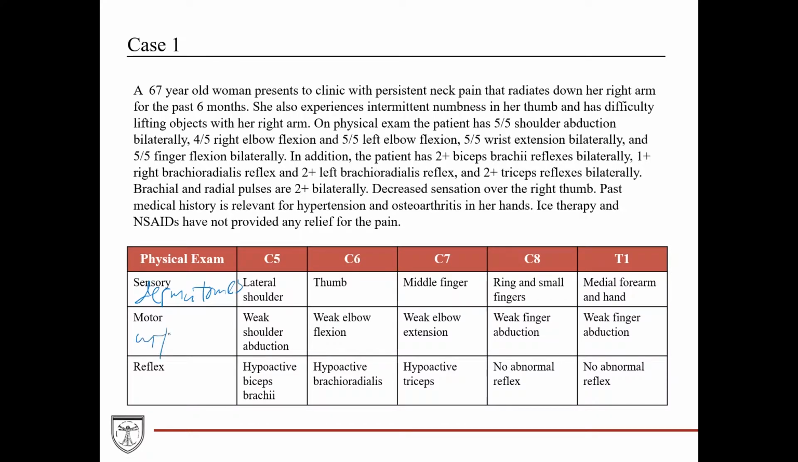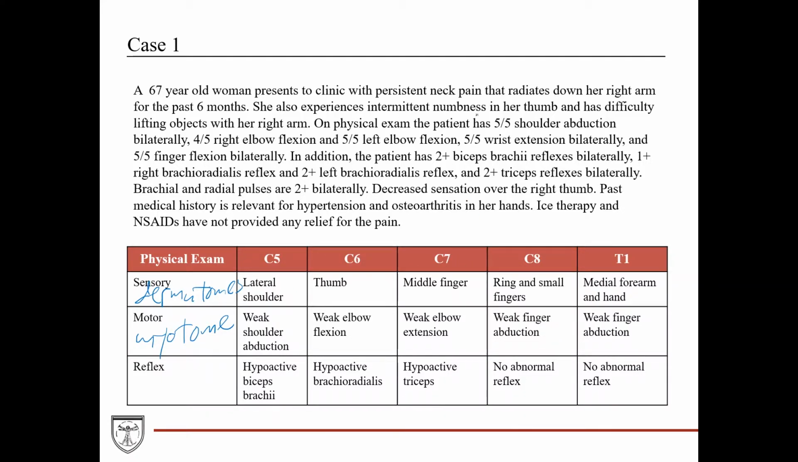These would be myotomes. A dermatome is just an area of skin that's innervated corresponding to a particular spinal nerve or spinal root. And then a myotome is a muscle group or a muscle function that corresponds to a spinal nerve. And then you can have a reflex that corresponds to a spinal nerve as well. As you can see here, there's two, C8 and T1, that have no abnormal reflex.